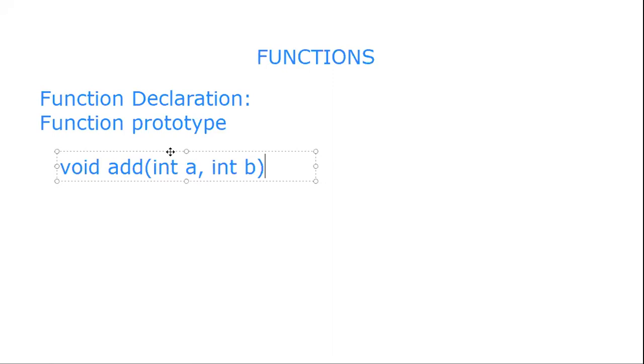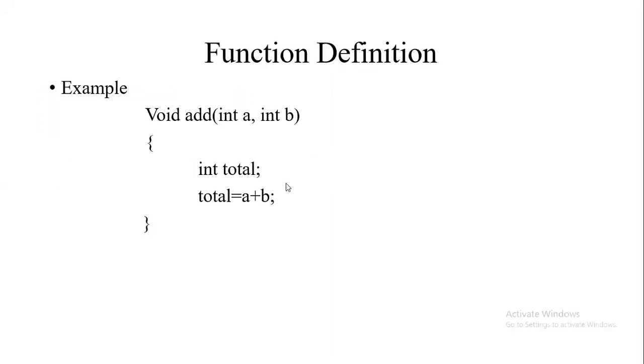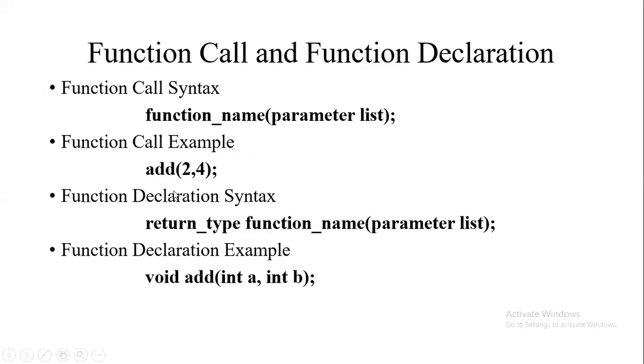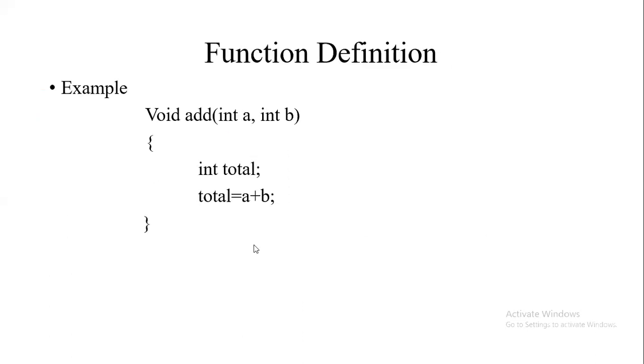So the first line in the function is the function prototype, or function declaration. Let's go back to this. Here we have a function definition. In that, the first line is the function prototype, right? So what is the syntax for this function declaration or function prototype? First we have the return type, then the function name, and then the parameter list. Note that there is a semicolon. This prototype can be used in two ways.